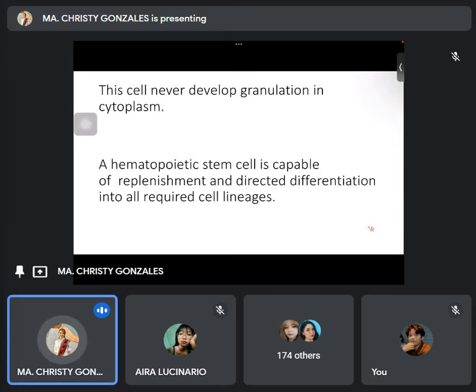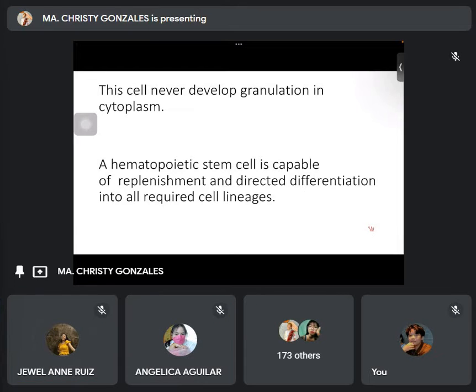There are two questions here. First, what cell never develops granulation in the cytoplasm? What do you call that cell that never developed any granulation in its lineage? That is the erythrocyte. Correct. Your erythrocytes. Next, a true or false item below.